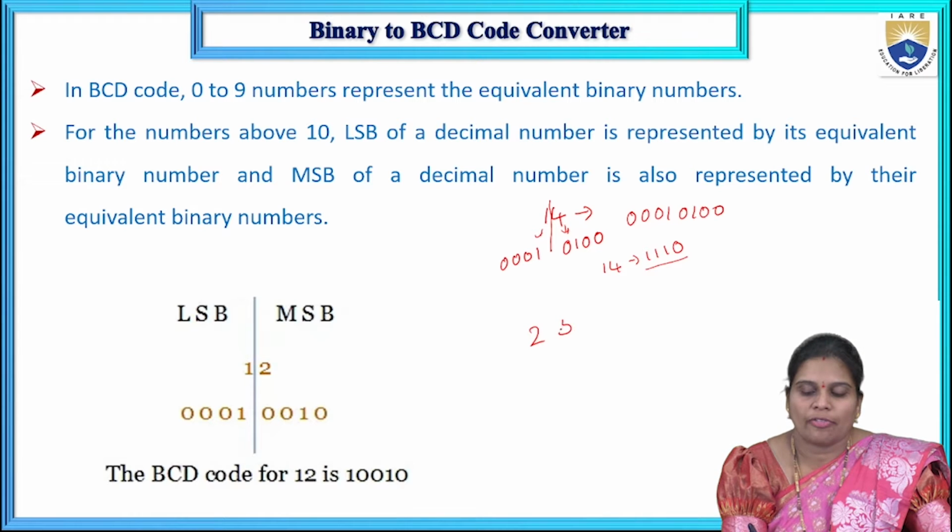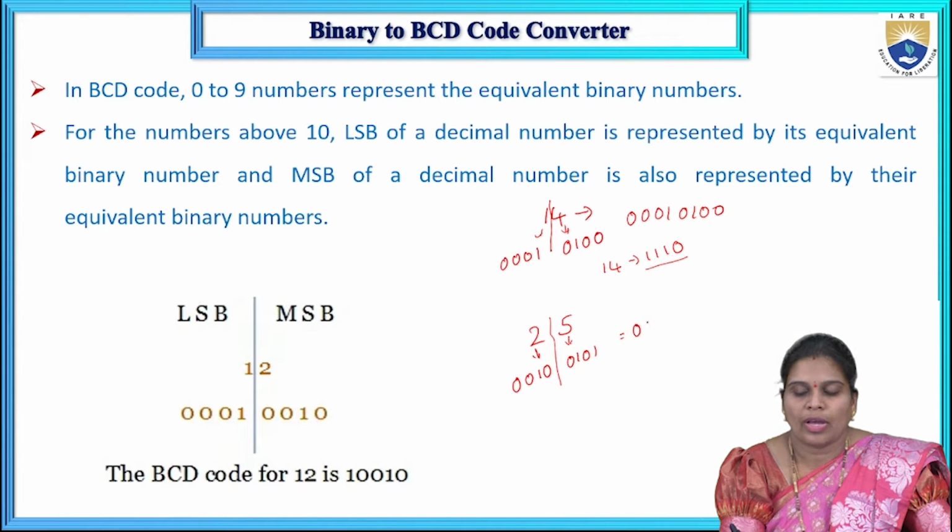For example, 25. For this 25 also, we write the equivalent value for the 5, 0101, and for the 2, 0010. So the value is 00100101. This is the equivalent BCD value. This is the way to write the equivalent BCD values for the given decimal numbers.